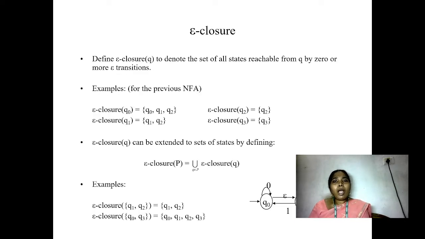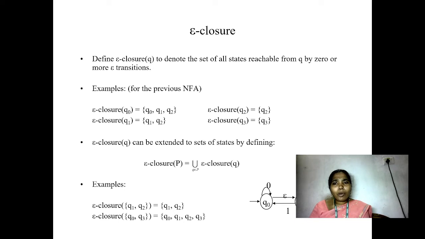Let us see how to solve the problem if you have epsilon as one of the input symbols in our NFA. First, you are supposed to find the epsilon closure. Let me explain the algorithm of epsilon closure. The epsilon closure for a given state includes the state itself, and from that state, if you find a transition on epsilon, you include the resultant state. Define epsilon closure of Q to denote the set of all states reachable from Q by 0 or more epsilon transitions. For example, you can see the diagram.